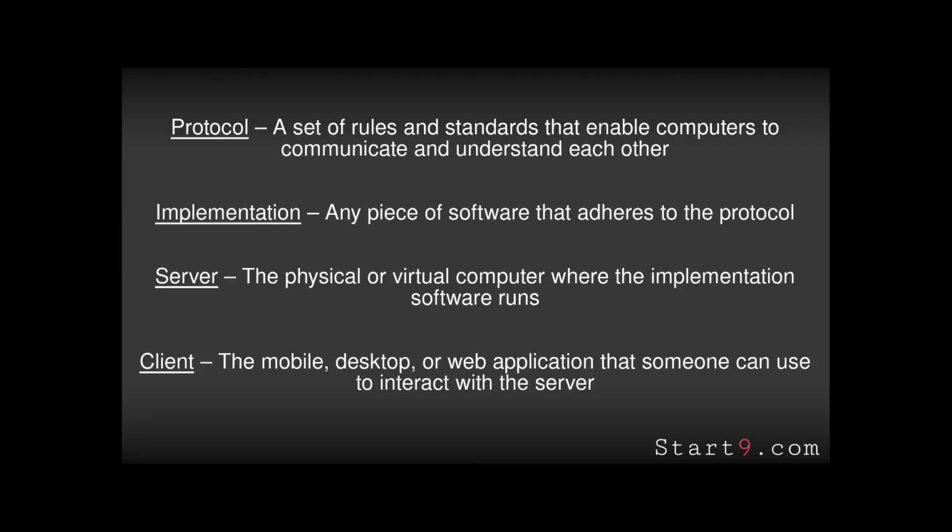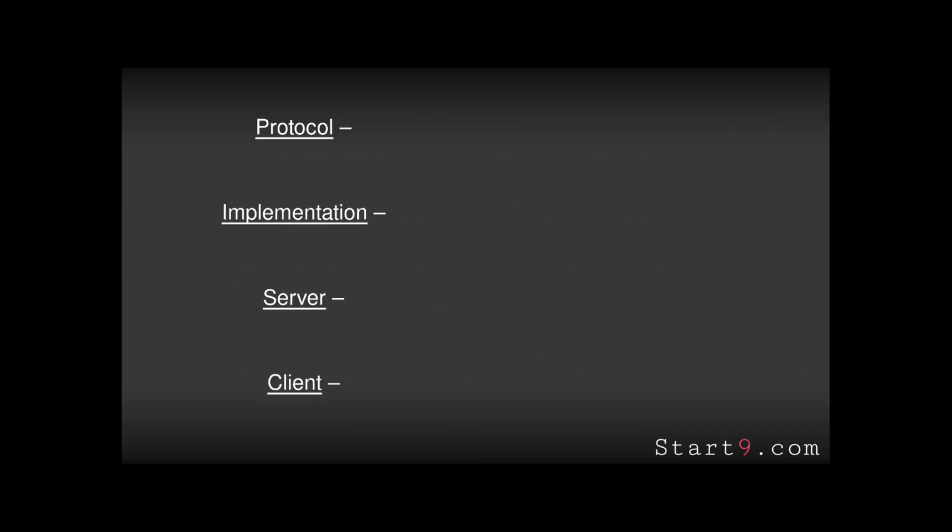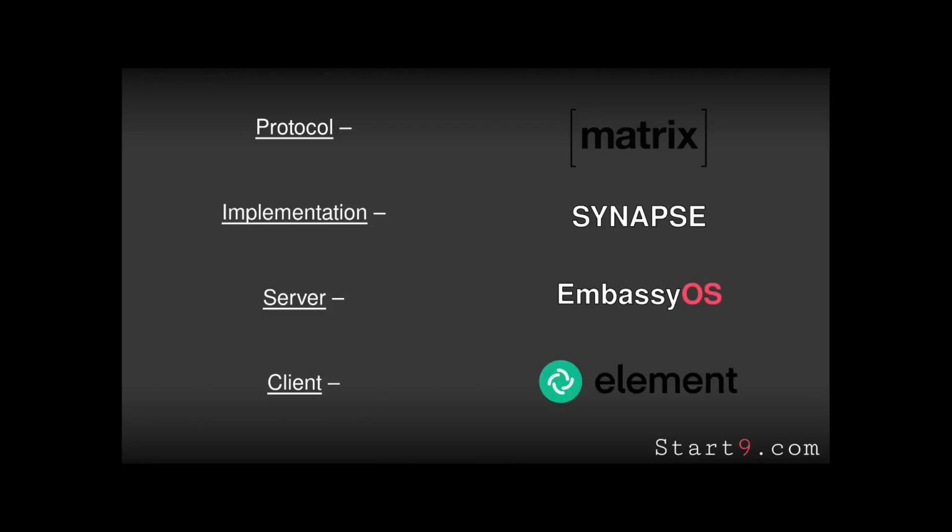with their server. In our case, Matrix is the protocol, Synapse is the implementation of the Matrix protocol, Embassy is the server that runs Synapse, and Element is the client we will use to talk to the Synapse implementation of the Matrix protocol running on our Embassy server. If that went over your head, don't worry. Actually doing it is much easier than talking about it. So let's get started.